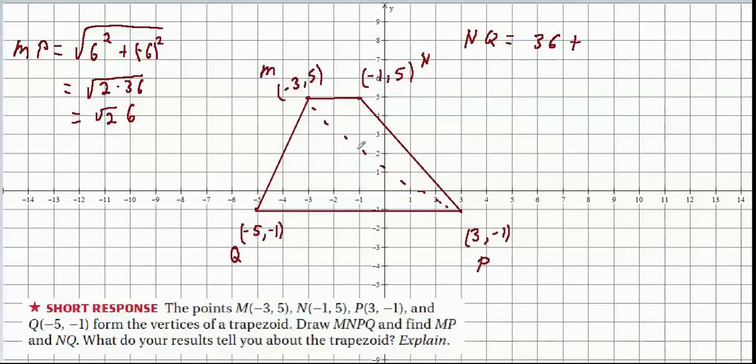1, 2, 3, 4. Wait a minute. 1, 2, 3, 4. Yeah. So it's negative 1 minus negative 5, which is the same as negative 1 plus 5. So that's 4, and 4 squared is 16. And of course we'll need the square root of that. Well, 36 and 16 is 52.